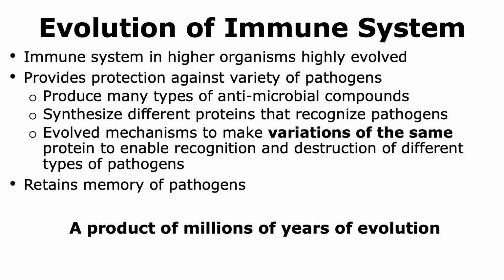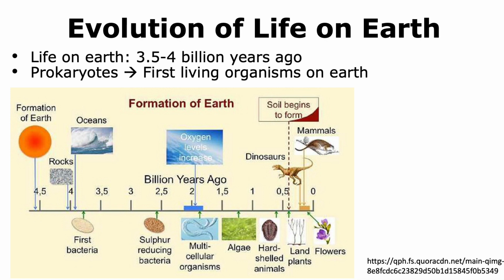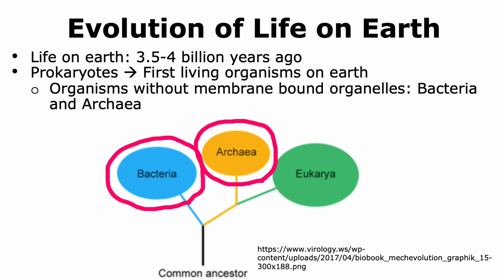So to understand how the immune system of higher organisms has evolved, we need to go back and look at the evolution of life on Earth. Life on Earth evolved about 3.5 to 4 billion years ago. The first organisms formed on Earth were the prokaryotes. These were organisms without membrane-bound organelles, and they can be grouped into two main domains, which are bacteria and archaea.